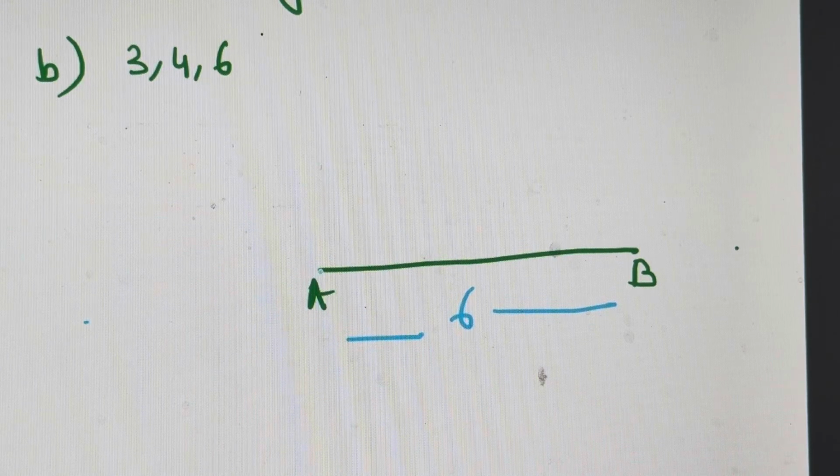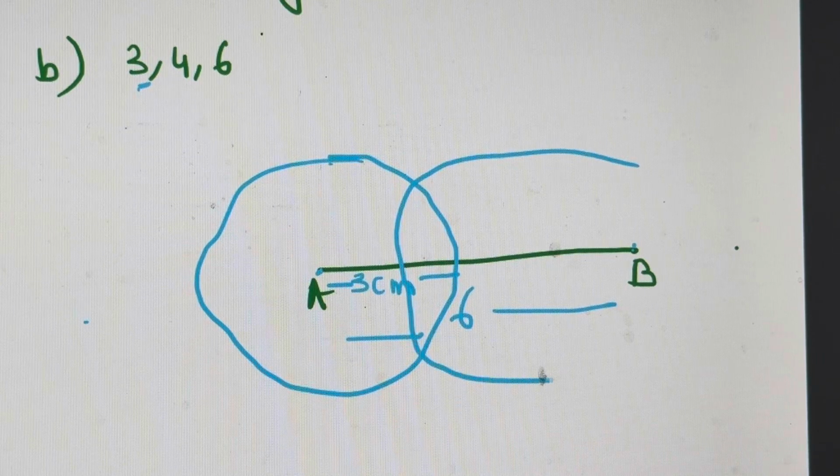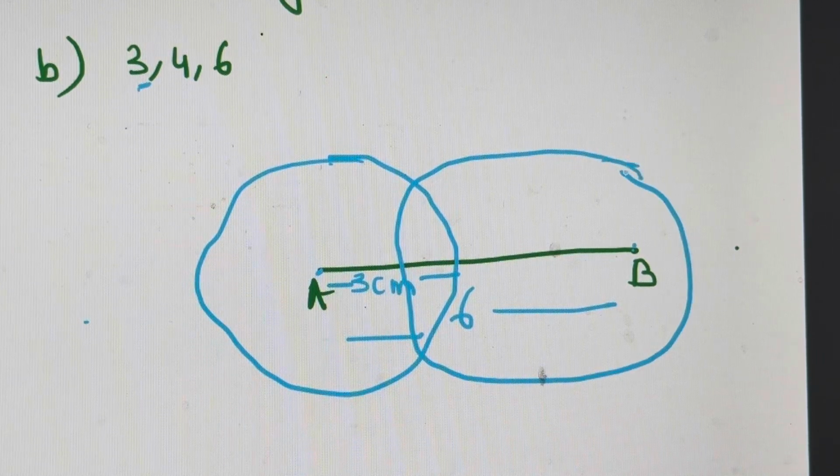Now we take the center as A and we take the radius as 3, one of the smaller side, right? So 3 will be like this somewhere, right? So this is 3 centimeter. The radius is 3. Now we take this as center and radius as 4. So if we take the radius as 4, naturally this will be a little longer.